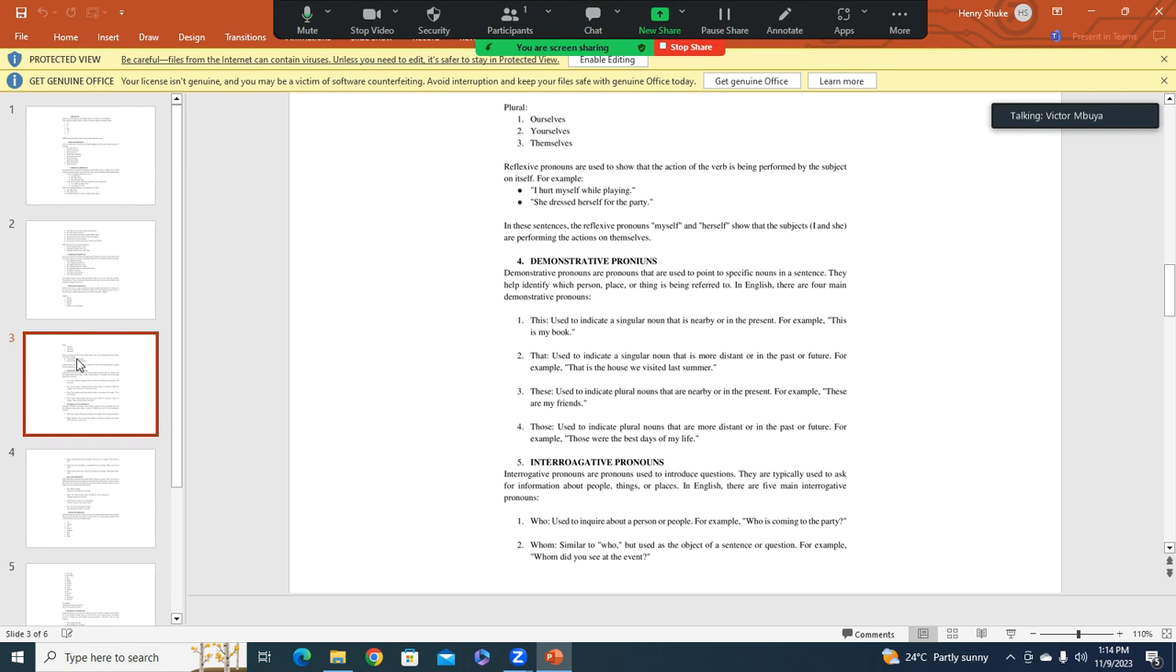Then thirdly, we have these, T-H-E-S-E. So this is used to indicate plural nouns that are nearby or in the present. For example, these are my friends.